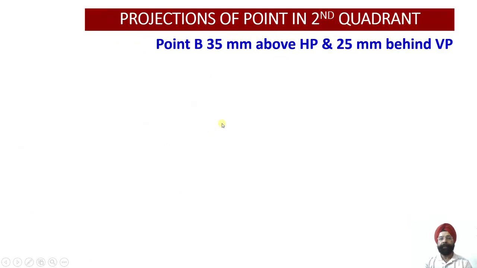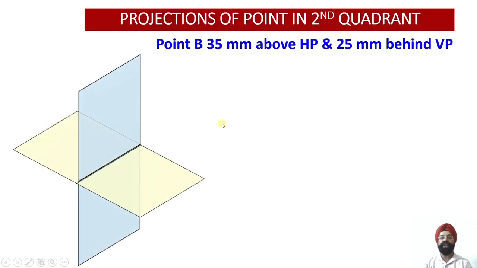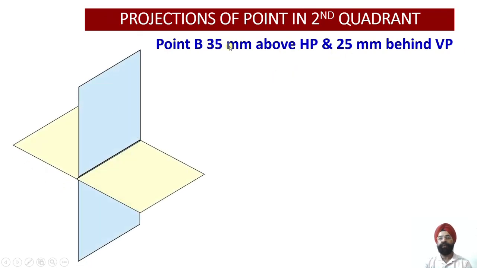Next, we pick up the coordinate position of the point B, and we'll find out where it lies. So point B is 35 mm above HP. So we'll draw one line over here, which is 35 mm above HP. So we'll mark 35 mm over here and draw one horizontal line. Then it is 25 mm behind VP. So we'll measure from here 25 mm. So let us say this is the distance. So this distance we pick up and then draw the vertical line.